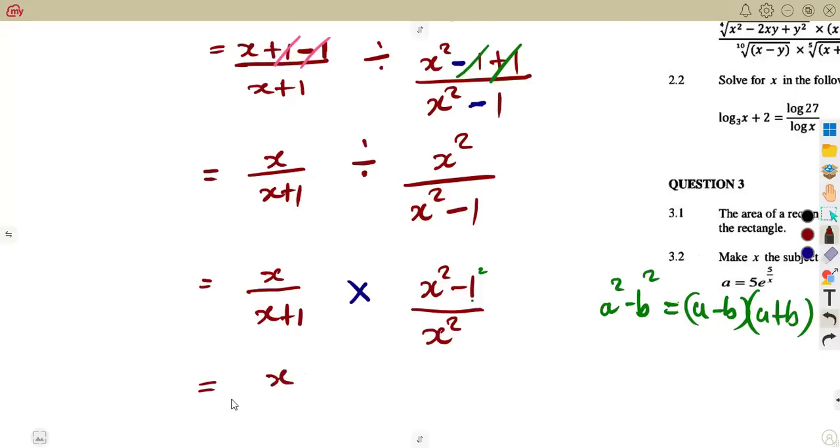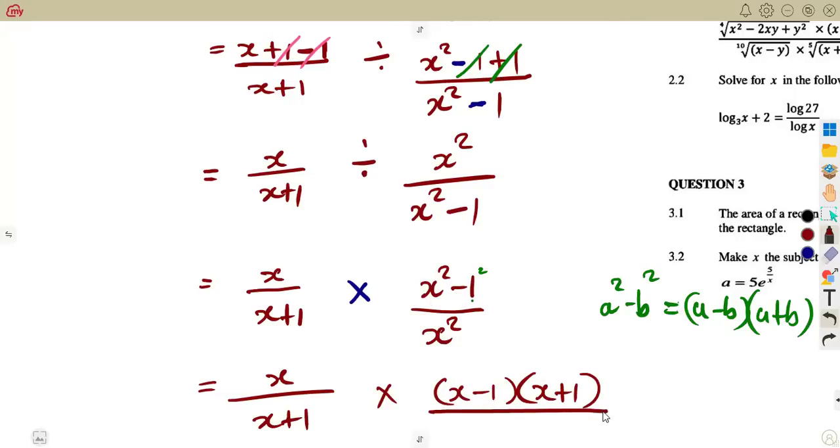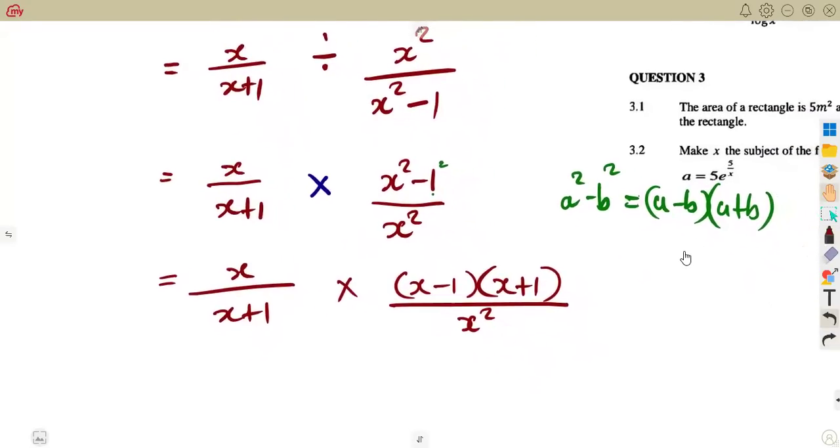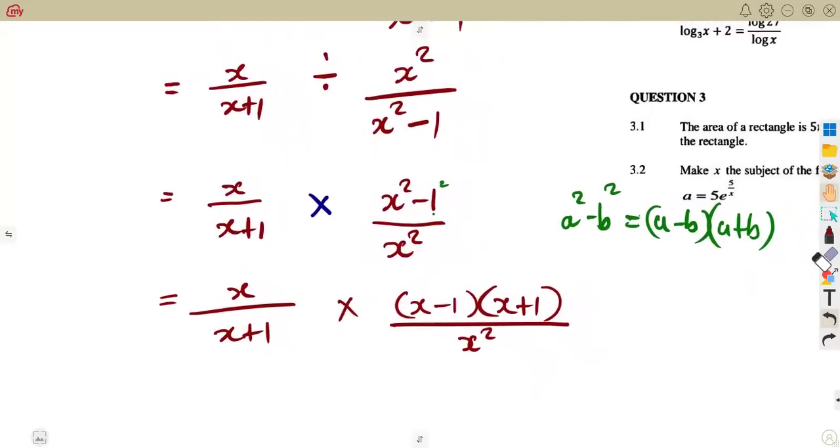So that was going to be x over x plus 1 times, for the difference of 2 squares, we're going to have 2 brackets, x minus 1 into x plus 1, everything over x squared. So take note, 1 is a perfect square. So mostly you might leave that part if you do not understand your difference of 2 squares properly. That 1 is a perfect square. So be careful.